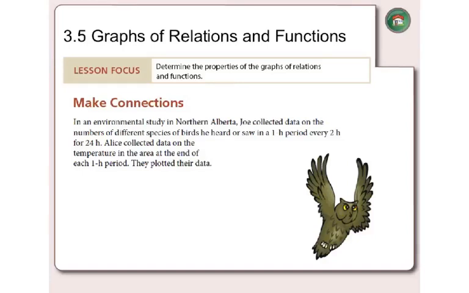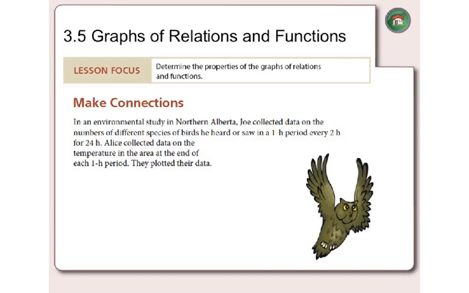So again, we're looking at relations and functions, keeping in mind that all sets of data have some kind of relationship between them. Functions are a specific type of relation in which the domain is not repeated. So in the set of data we're going to look at, we've got an environmental study. Joe was there. He collected data on how many species of birds he could hear or see in a 1 hour period for 24 hours. Alice also collected data, but she collected data on the temperature at the end of each hour.